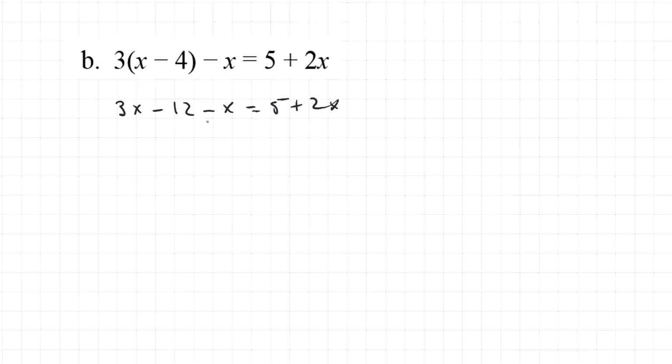So I'm going to combine like terms on this side, and then I get 2x minus 12 equals 5 plus 2x. When I subtract 2x from both sides, the x's cancel out, and so then I get negative 12 equals 5. And this can't happen, so this would be no solution.